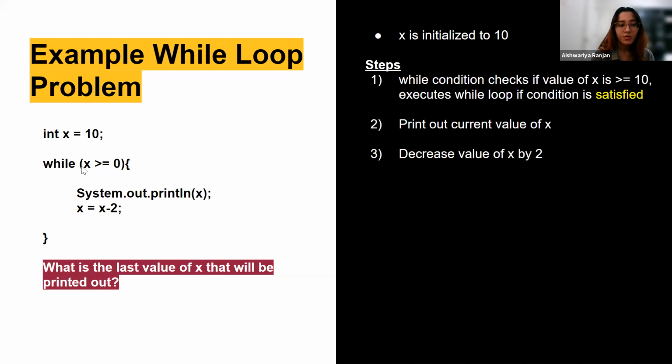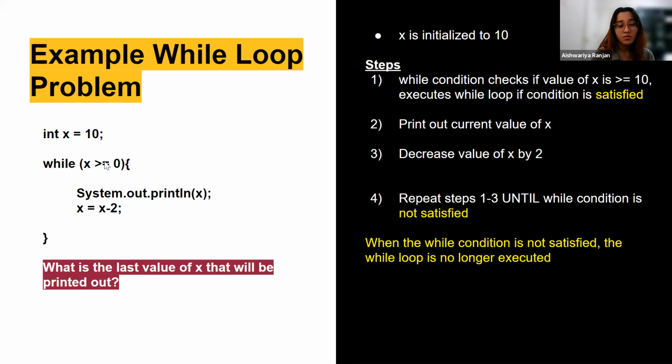And again, we go back, so 10 minus 2 is 8. The condition is still satisfied, so we go back into it. So this would repeat until x becomes 0. When x is 0, it would still satisfy the condition, and it would print x out. And then 0 minus 2 would be negative 2. So at that time, this condition will not be satisfied, so we jump out of the loop. So the last value to be printed out would be 0.